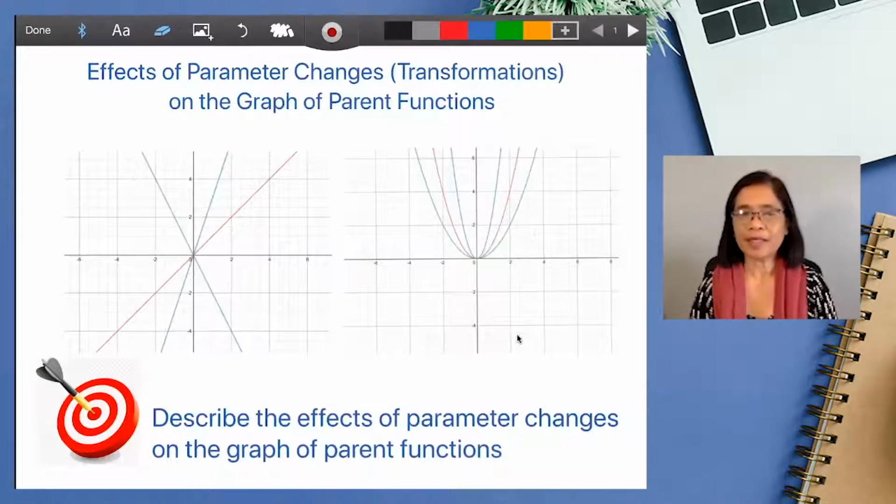Welcome to Math Monday. Our lesson for today is describing the effects of parameter changes or transformations on the graph of parent functions. Before we start, please be ready with your supplies. You will need your pen, your notebook, and get ready with your devices also, as we will be using the Desmos graphing calculator to graph functions.